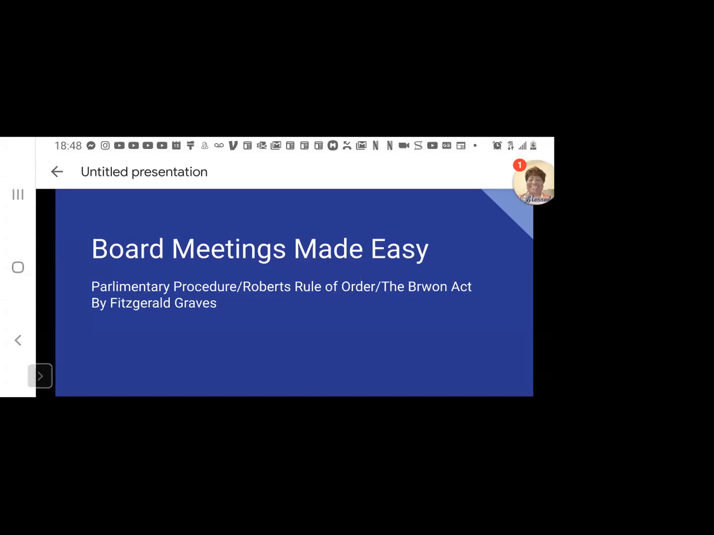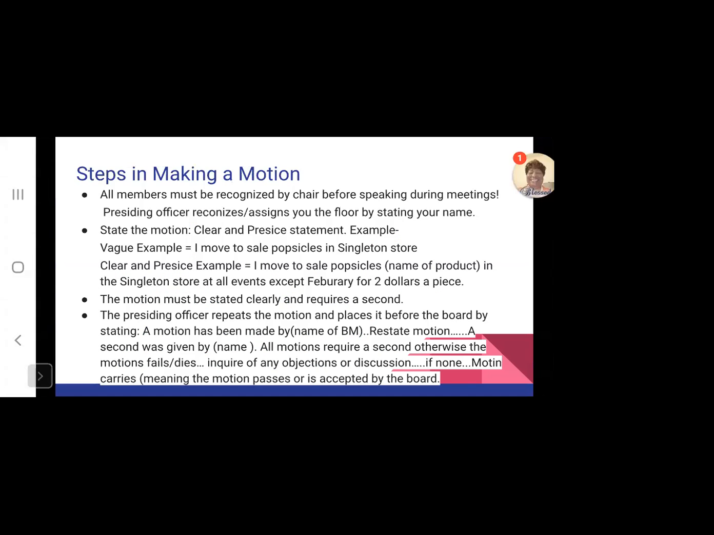Now, are there any questions so far? Seeing none. Again, motion stated very clear. Once the motion has been stated clearly, there's, of course, required a second, right? And in that second, that offers an opportunity for the people in the assembly to discuss it. So when they're discussing it, there's an opportunity for objection.